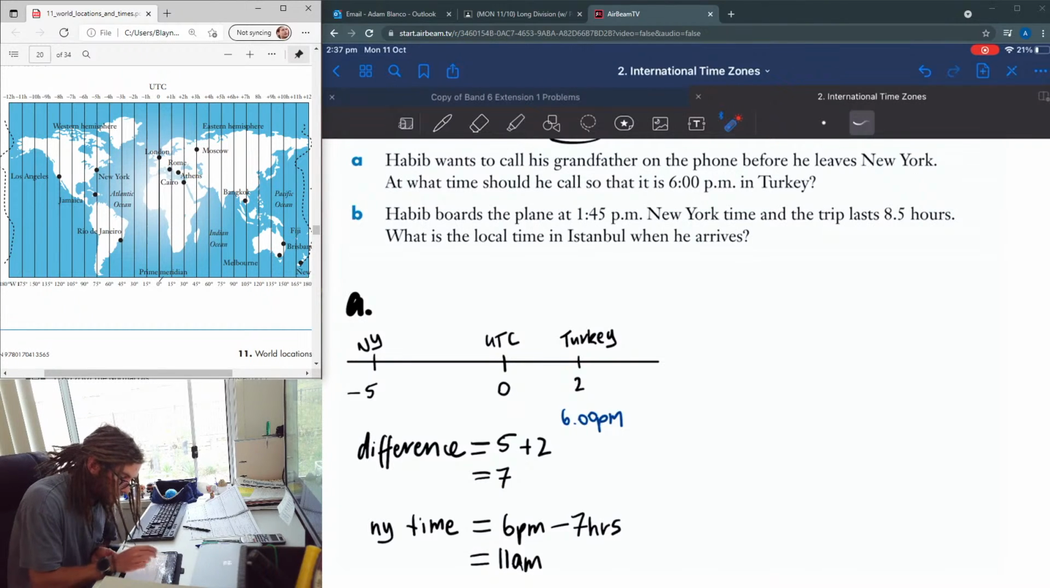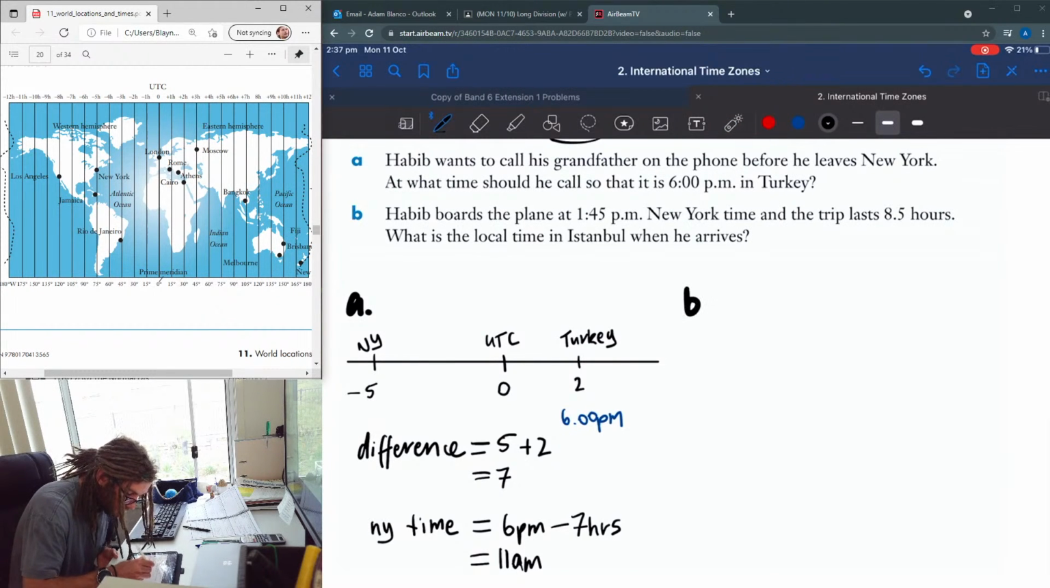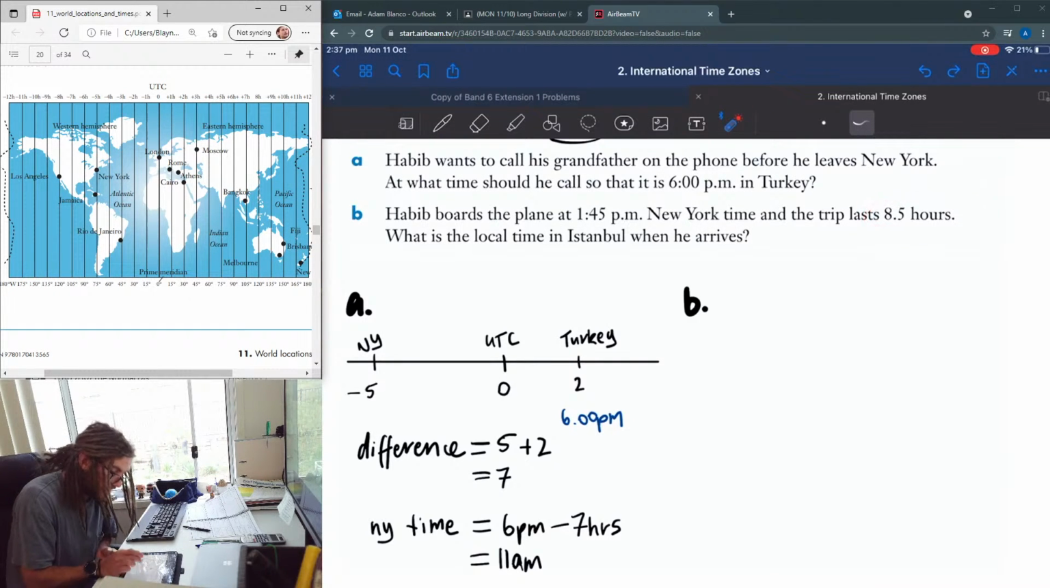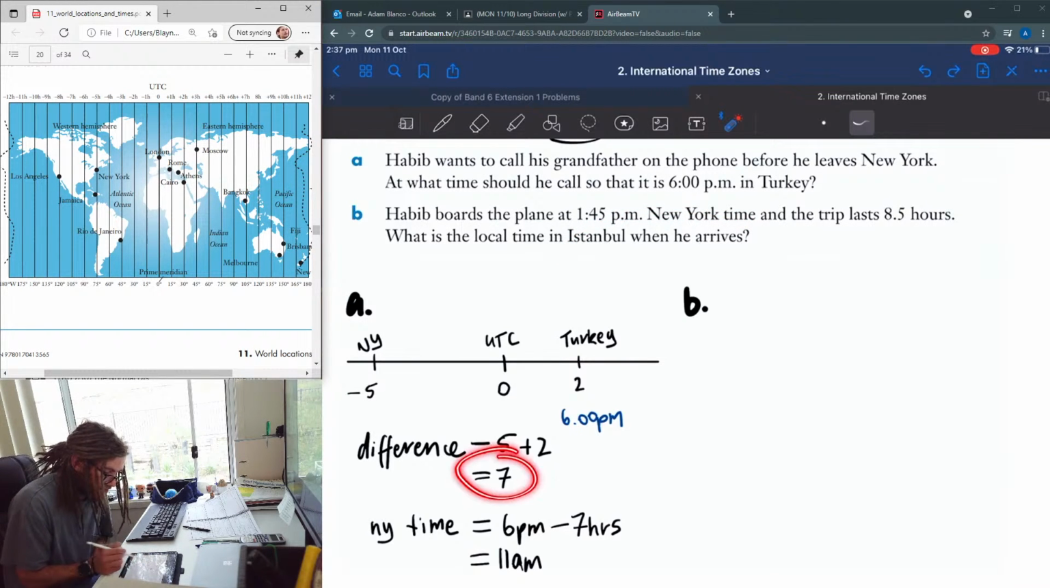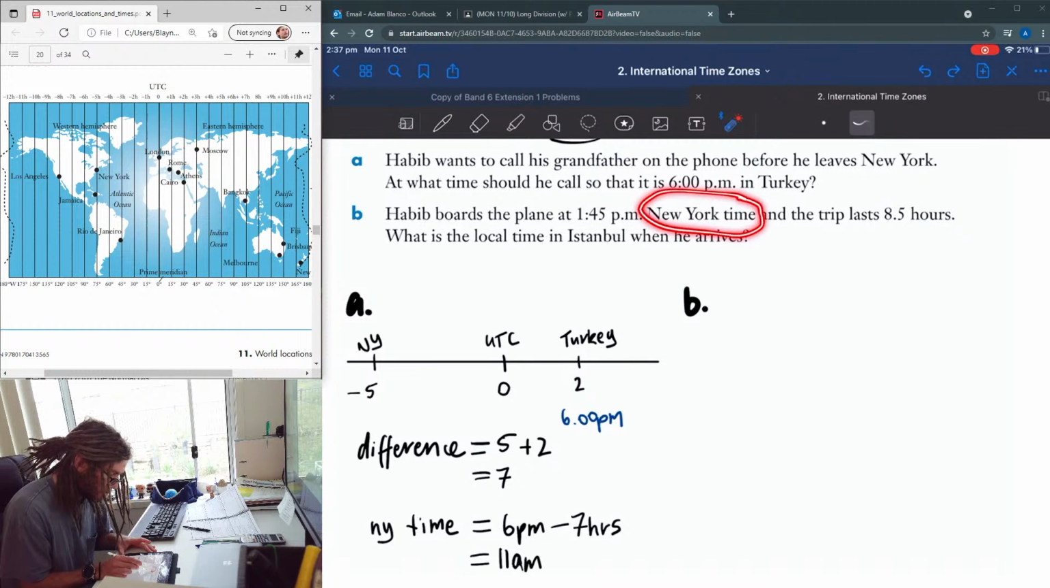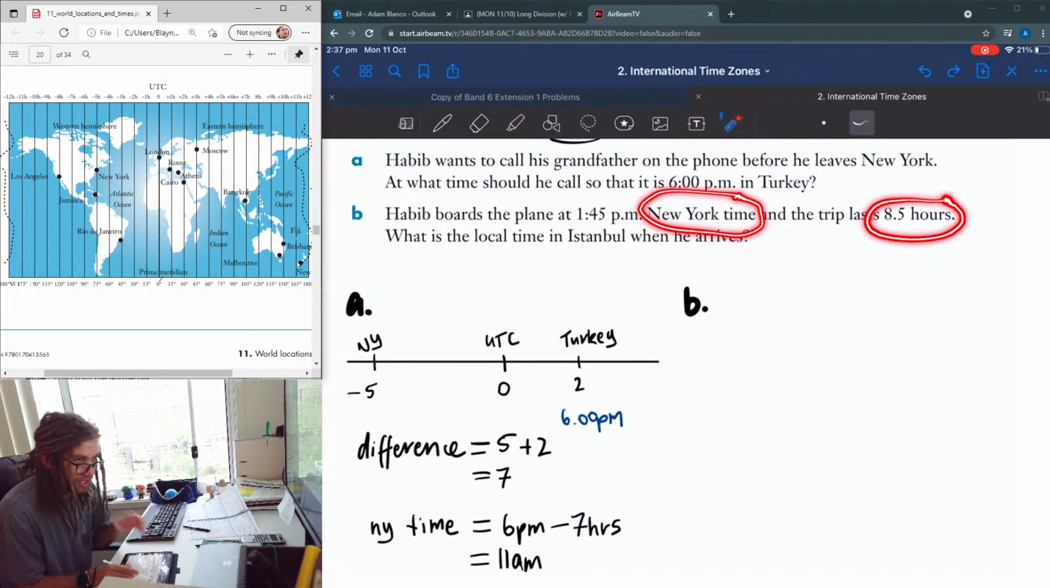All right, B. This person boards a plane at 1:45 New York time, and the trip lasts 8.5 hours. Now what's the time when he arrives? We've already worked out that it's 7 hours difference. What I normally do is, I know I'm starting in New York, and then I travel for 8.5 hours, so I figure out what it is still in New York.